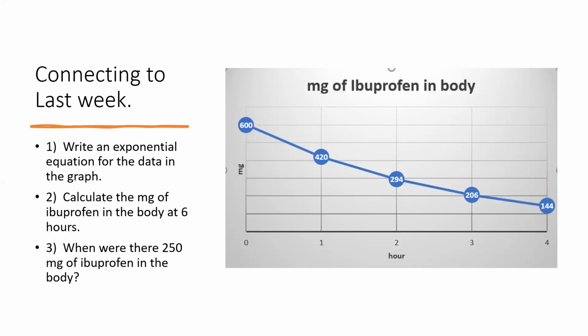In this video, we're hoping to connect what we're learning this week with what we learned last week. Last week, we learned to differentiate between linear and exponential. I'm looking at a graph of the milligrams of ibuprofen in the body, and what I notice about this graph is that there is a curve. That curve is my indicator that this would be an exponential function.